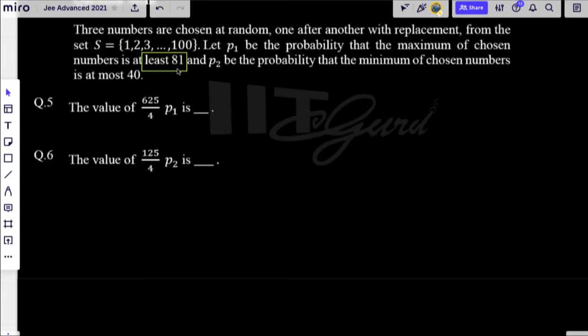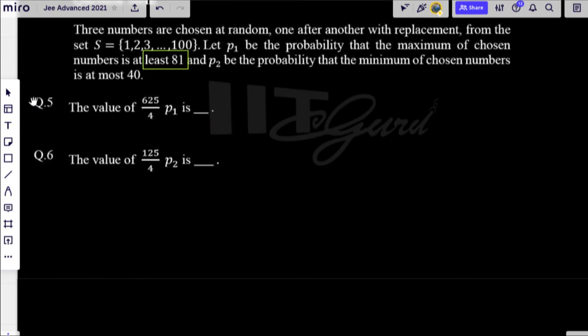So 1 minus the probability of at most. Since it is at least 81, 81 is to be considered, so at most 80 you have to consider for that. And let P2 be the event that the minimum number of the chosen numbers is at most 40.